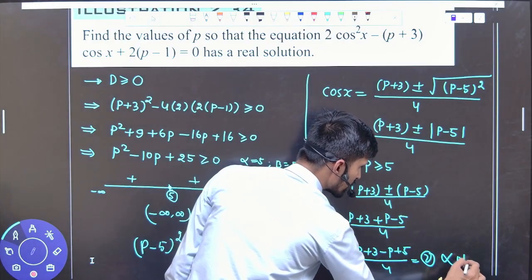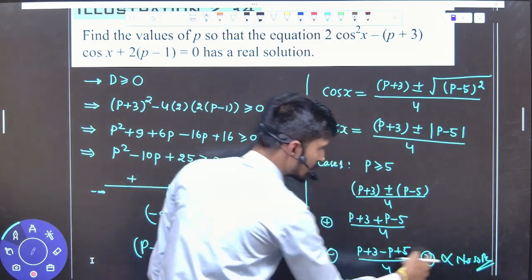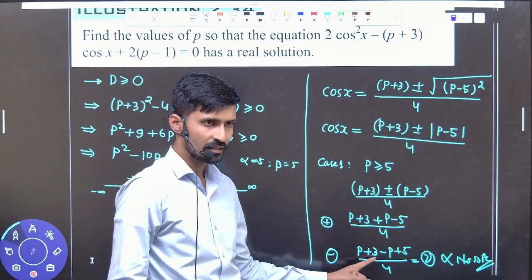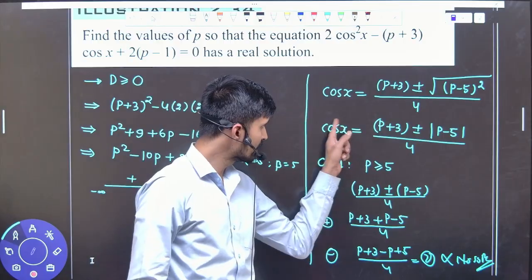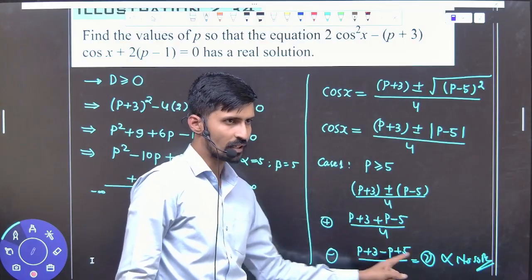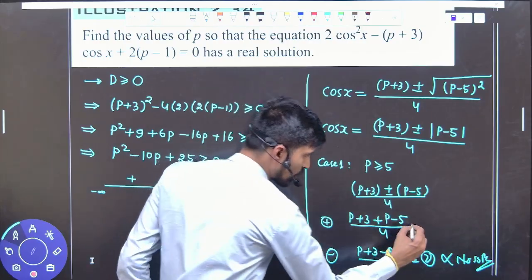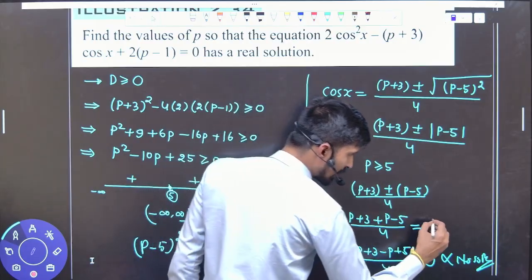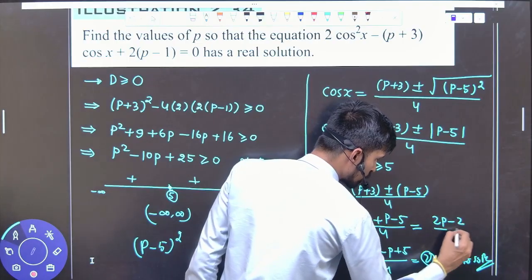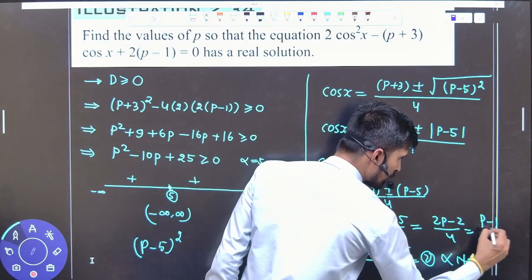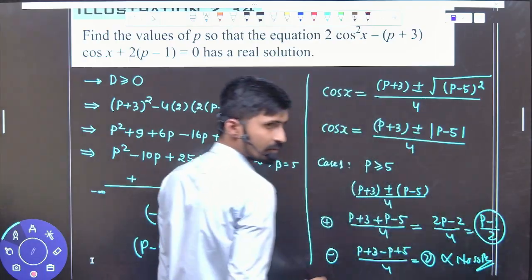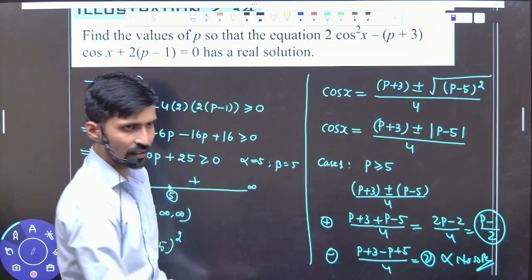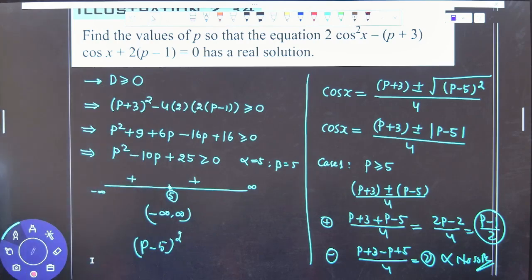So here there is no solution. This case will not give an answer, because in this case we are getting the value of cos x as 2. So cos x value cannot be 2. But in this case, what is the cos x value we are getting? Take p plus p, 2p. 3 minus 5, minus 2. 2p minus 2 upon 4. And you can say p minus 1 by 2. So this we are getting. Yes or no? So write down till here. Then I will come to the next solution.